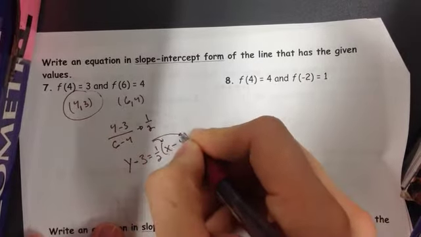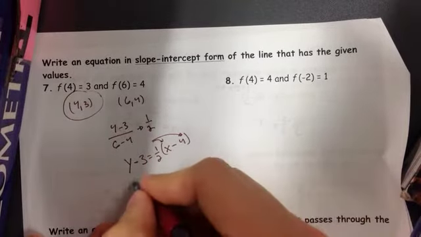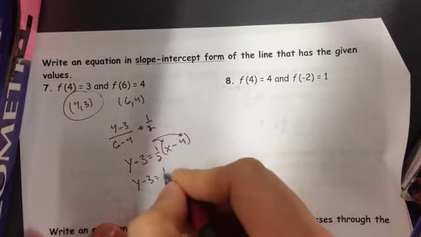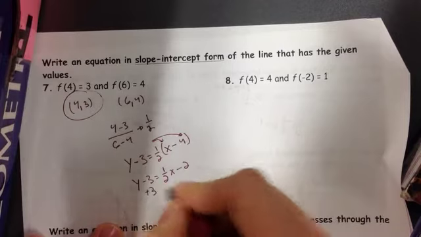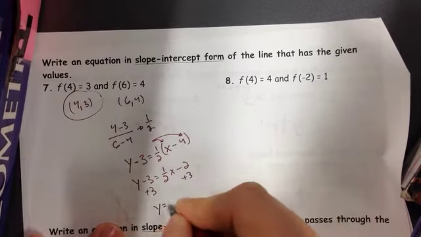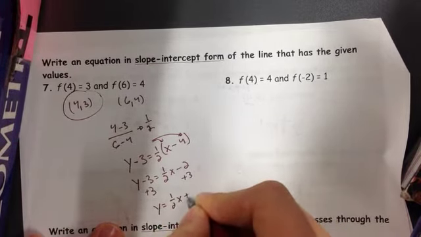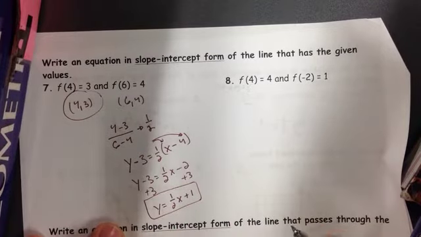Distributing out 1/2 can be a little intimidating, but half of 4 is 2. So that makes my numbers a little bit prettier to look at. So I'll have 1/2 x minus 2. I'll add that 3 to both sides, and I'll get y is equal to 1/2 x plus 1. And we're finished with that equation.